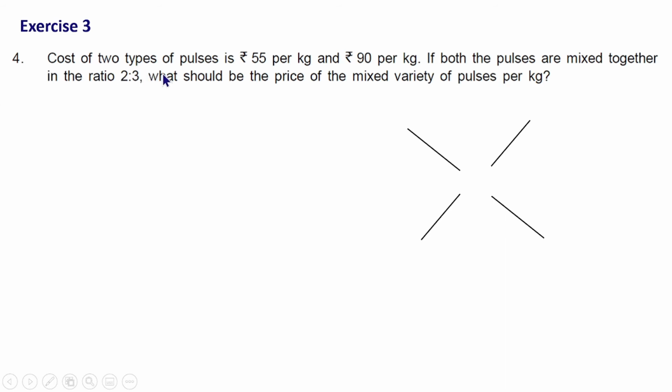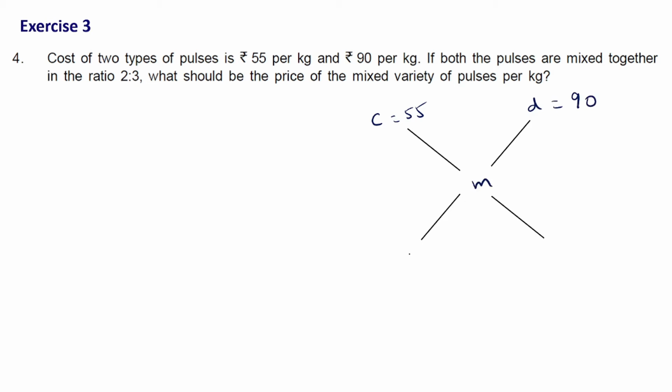Next question, cost of two types of pulses is rupees 55 per kg and rupees 90 per kg. If both the pulses are mixed together in the ratio 2:3, what should be the price of the mixed variety of pulses per kg? So here the ratio is given and we need to find the mean price. So here the cost of cheaper variety is 55 and the dearer variety is 90. We need to find M.